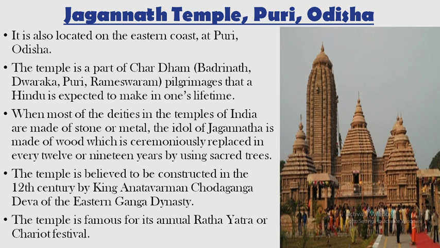While most of the deities in the temples of India are made out of stone or metal, the idol of Jagannatha is made of wood, which is ceremoniously replaced every 12 or 19 years using sacred trees. The temple is believed to have been constructed in the 12th century by King Anantavarman Chodaganga Deva of the Eastern Ganga dynasty. The temple is famous for its annual Ratha Yatra or the chariot festival.